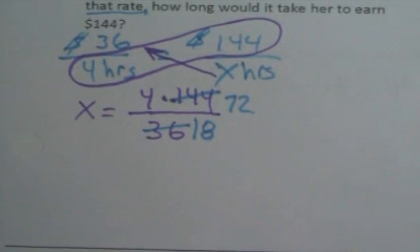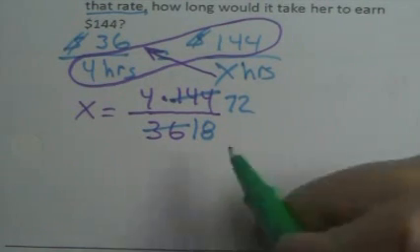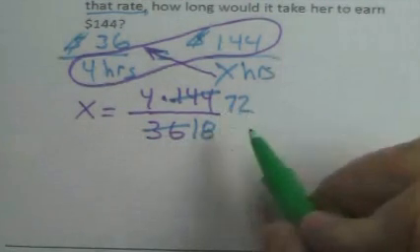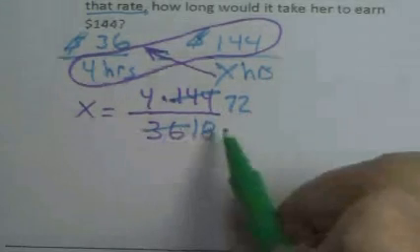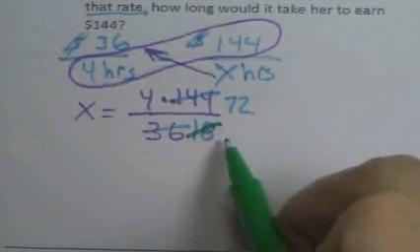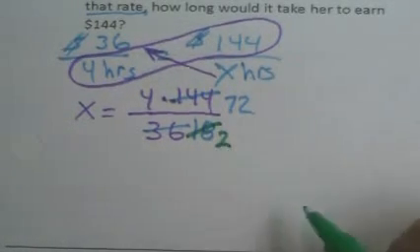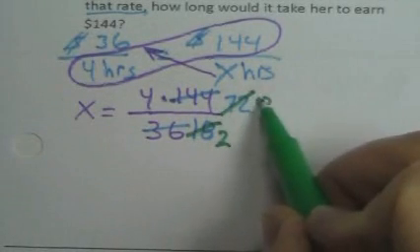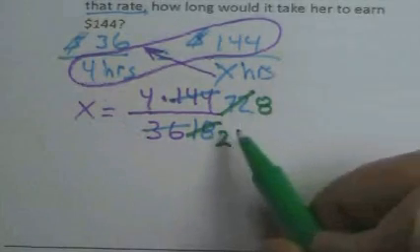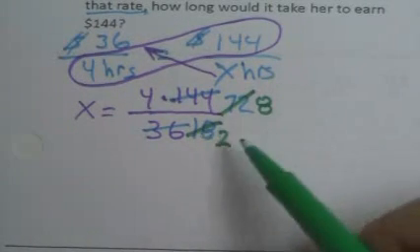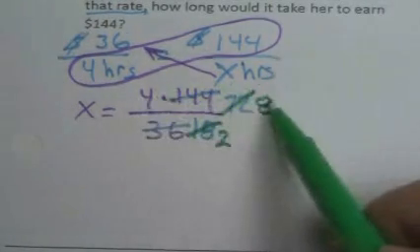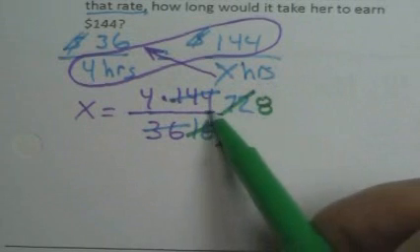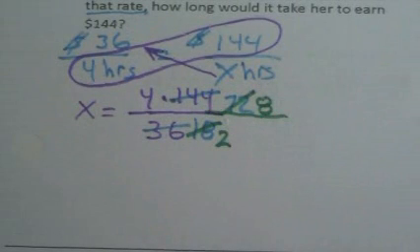Well, I know that 9 goes into 18, and 9 goes into 72, right? Because 9 goes into 18 2 times. And 9 goes into 72 8 times. 9 times 8 is 72. So now I have a 4, an 8, and a 2. Just carry that across there.